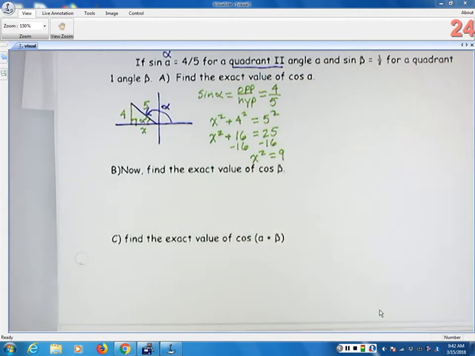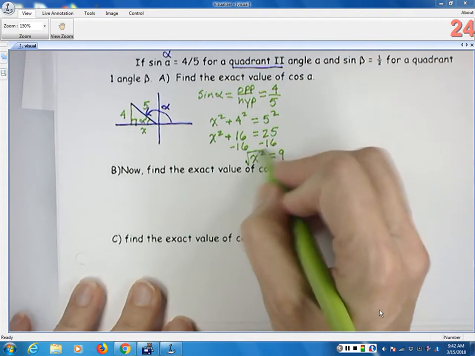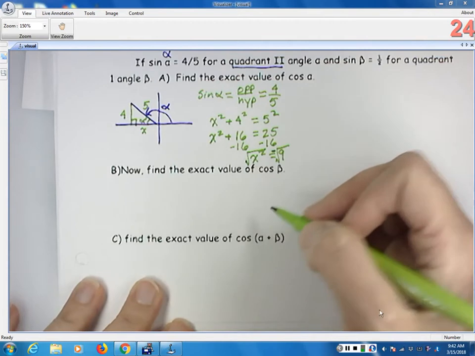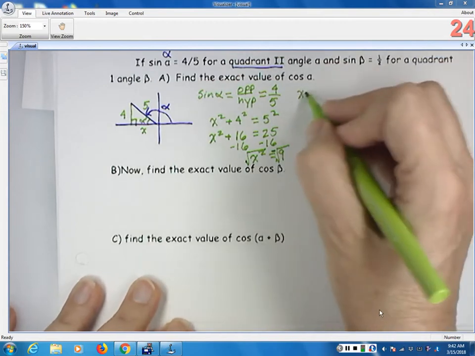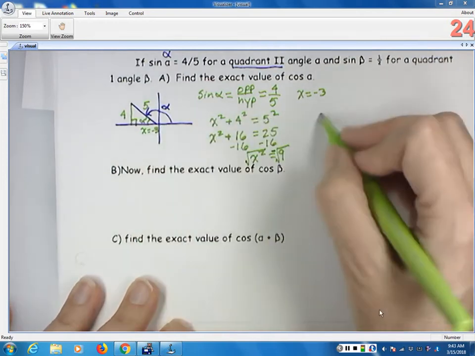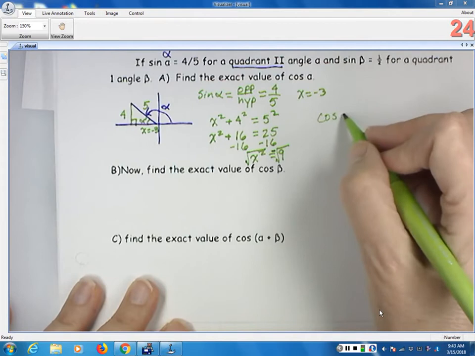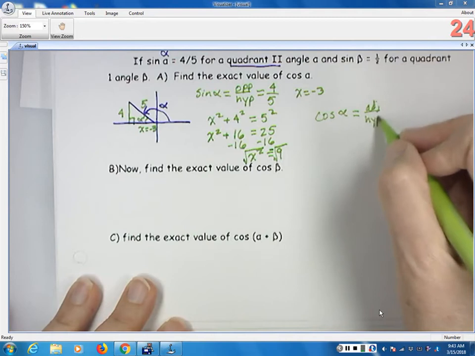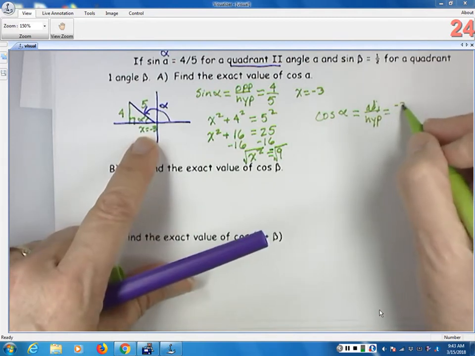Is x going to be positive 3 or negative 3 in quadrant 2? Negative. So x is going to be negative 3. So you're going to take the square root of both sides, and because of where it is, we're going to use the negative one, not the positive one. So x is negative 3. Now we can find cosine of alpha is adjacent over hypotenuse, and that is minus 3 over 5.